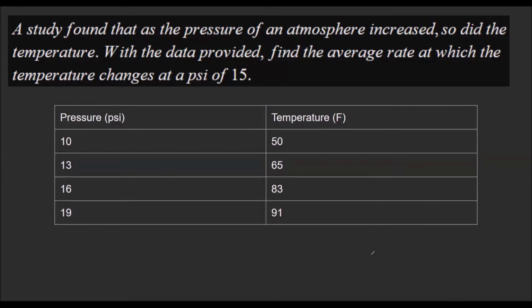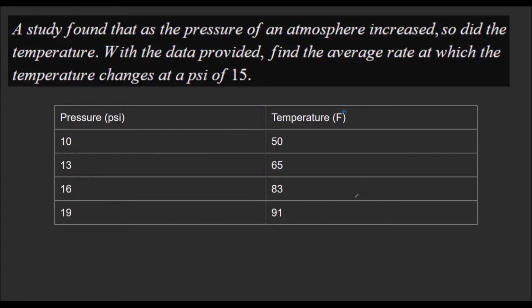So we're told that a study found that as the pressure of atmosphere increased, so did the temperature. With the data provided, find the average rate of change at which the temperature changes at a PSI of 15. So, one second. Okay. So we're given our dependent values, we're given our independent values.